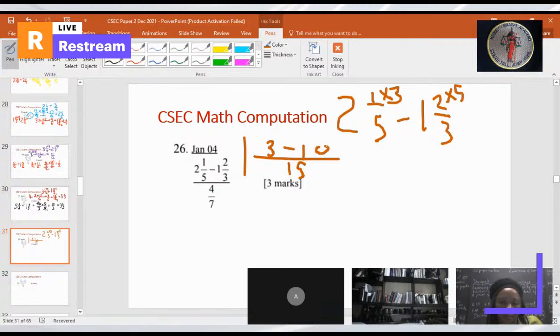And we're going to take 1 from the whole number, miss, and bring that over as 15. So it'd be 15 plus 3, which is 18, minus 10. So 18 minus 10 is 8. So 8 over 15. And we're going to divide the 8 over 15 by the 4 over 7.